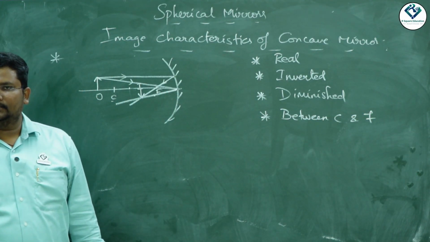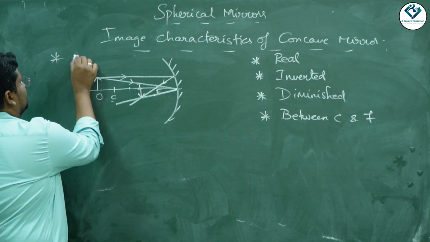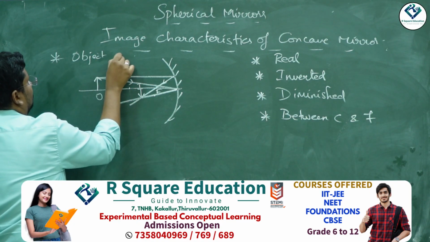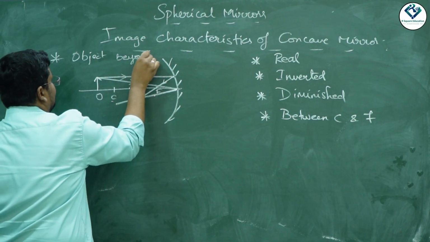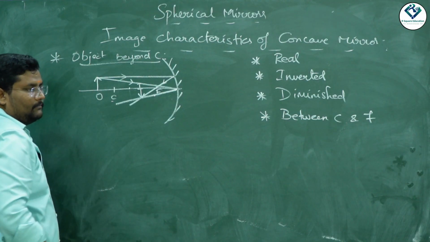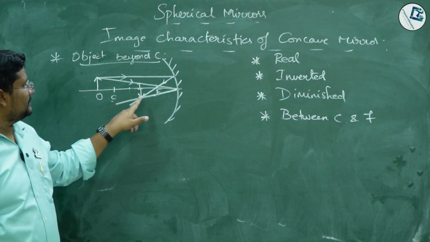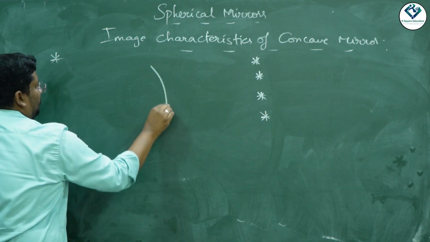So between C and F. Is it clear? So this is when the object is beyond C. Clear? When the object is beyond C, the image is going to be in between C and F.